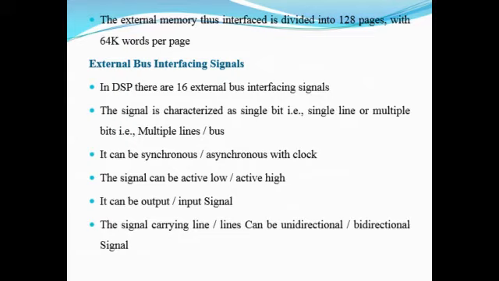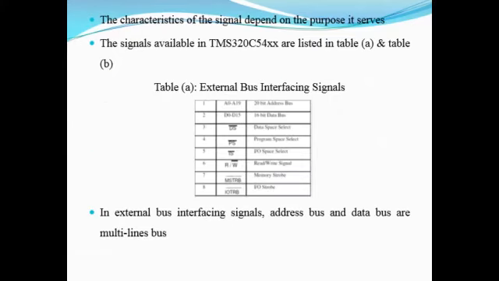Then it can be an output or an input signal. And the signal carrying this line or lines can be unidirectional or bidirectional. Either they can only transfer the signal from one point to the other, or it can retransmit using the concept of bidirectional. Then the characteristics of this signal depend on the purpose. So what are those purposes?